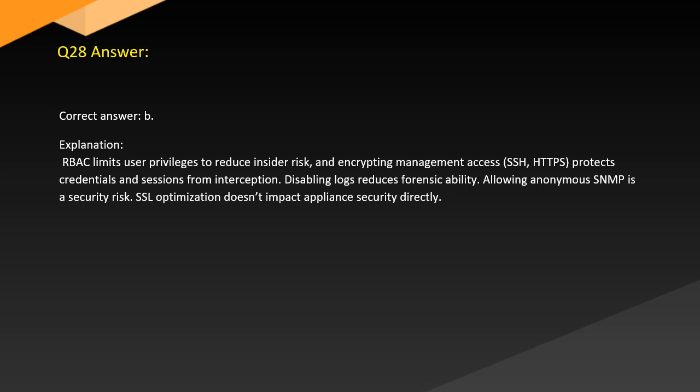Answer. Correct answer: B. Explanation. RBAC limits user privileges to reduce insider risk, and encrypting management access protects credentials and sessions from interception. Disabling logs reduces forensic ability. Allowing anonymous SNMP is a security risk. SSL optimization doesn't impact appliance security directly.